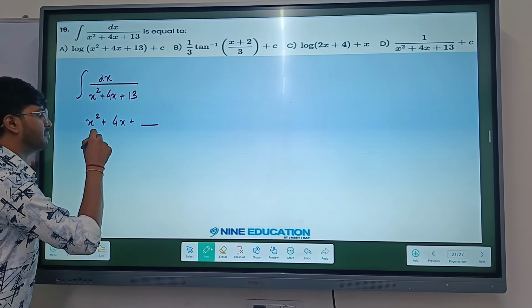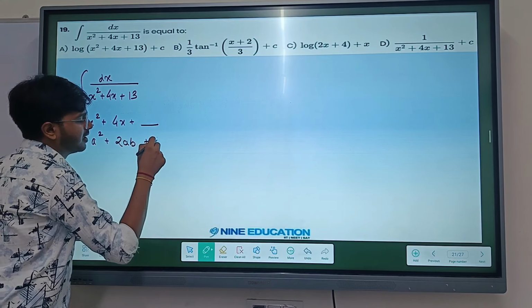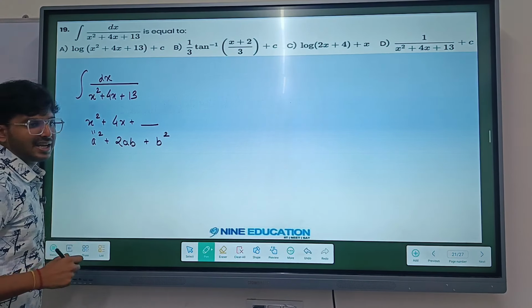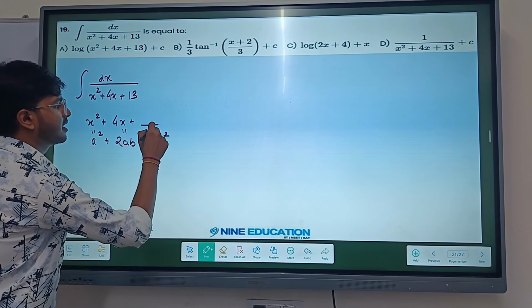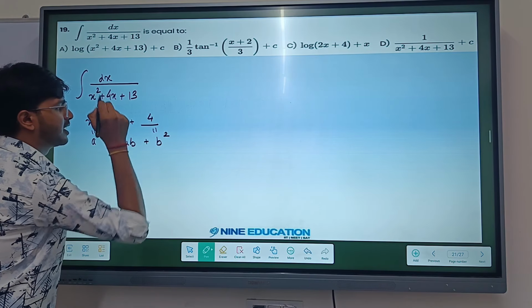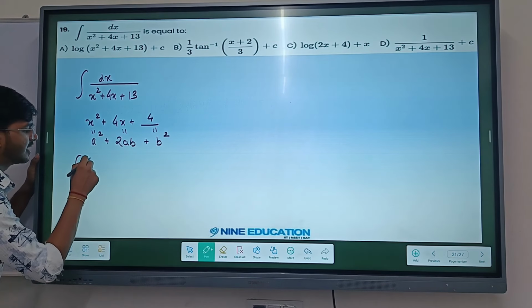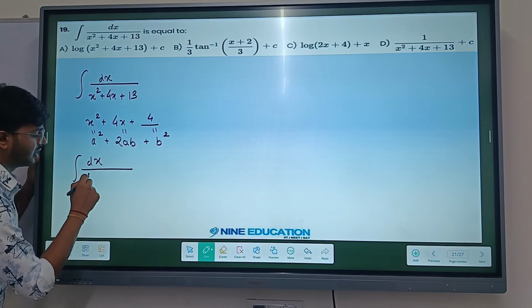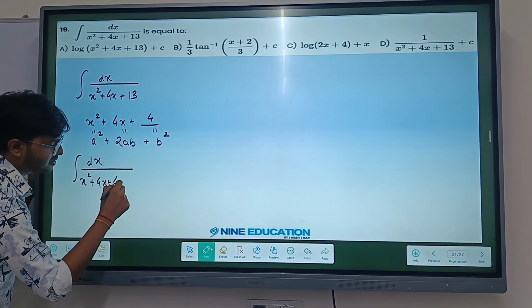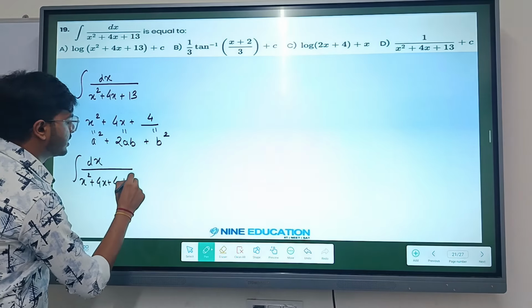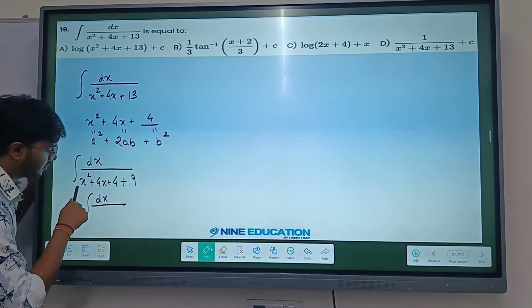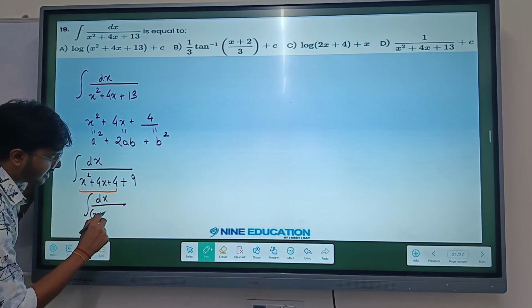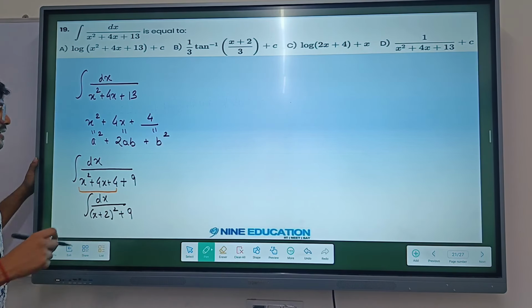A whole square is a square plus 2ab plus b square. If I compare, a would be x and 2ab is 4x. So if 2ab is 4x and a is x, then b would be 2. So b square should be 2 square, which is 4. So basically I can write it as dx divided by x square plus 4x plus 4 plus 13 is there. 13 I can split as 4 and 9. So the integration of dx by x square plus 4x plus 4 I can write as x plus 2 whole square plus 9.